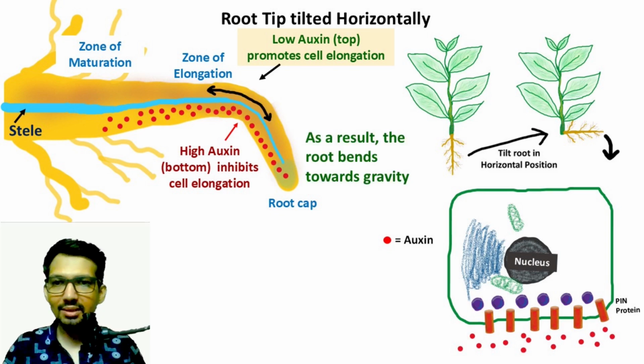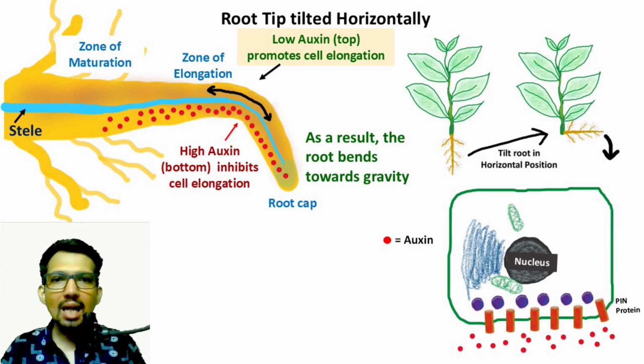So this is how the statoliths, the granules present in the root cap, allow the bending of the root towards gravity.